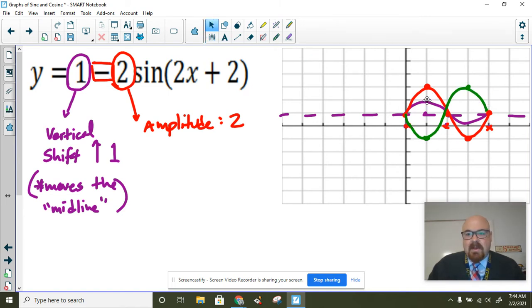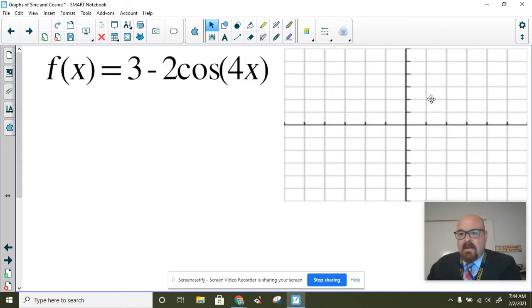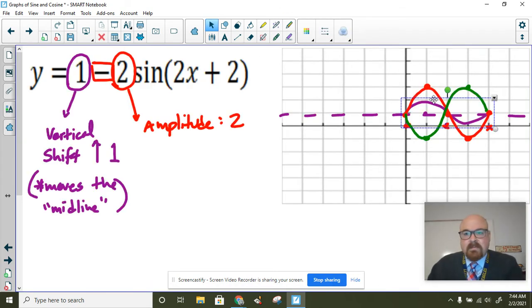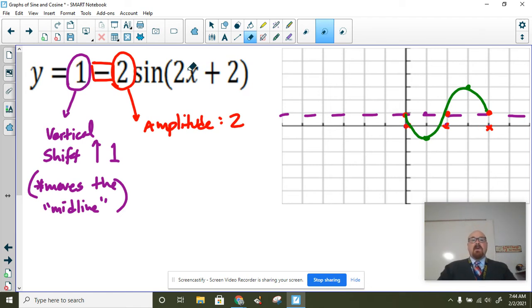Let me get rid of this guy. Sorry. Let me get rid of that guy. Okay, so now here's our graph right now. Reflected over, stretched by 2, and shifted up.